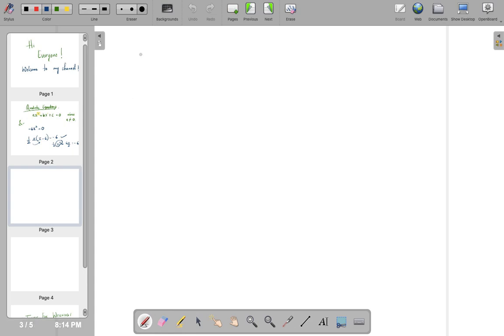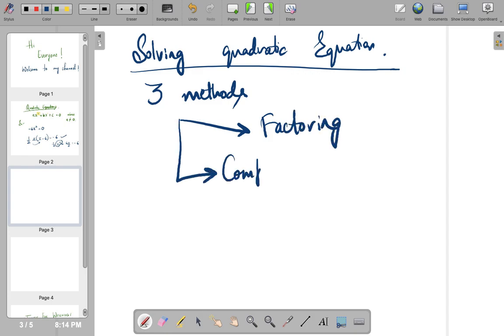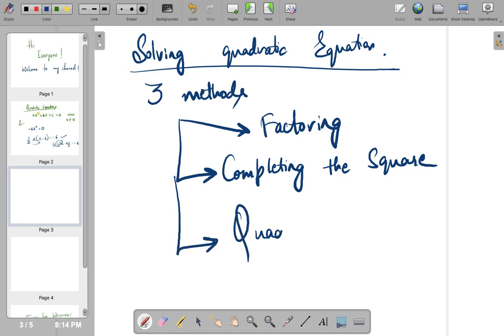Okay. So in today's class, the main topic I'm going to take up is solving quadratic equations. Basically, there are three common methods for solving quadratic equations. The first one is factoring. Second one is completing the square. And the third one is the quadratic formula.